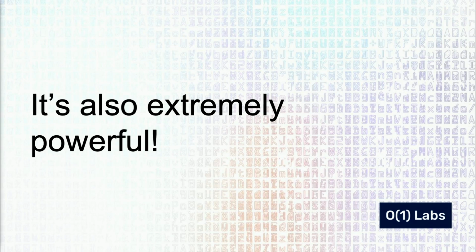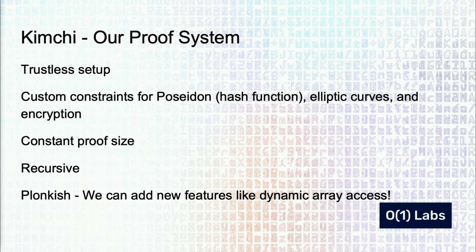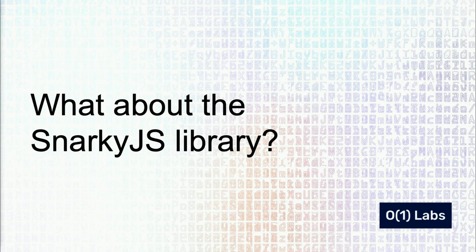It's also extremely powerful. And this is for two reasons. One is our proof system, which is Kimchi, and if you're curious, stop me and Martin after, and we'll talk about that. But we have totally trustless setup. We have custom constraints for Poseidon, elliptic curves, and encryption, and we can add more. Proof size is constant, it's recursive, and it's Plonkish, so we can add new features like dynamic array access.